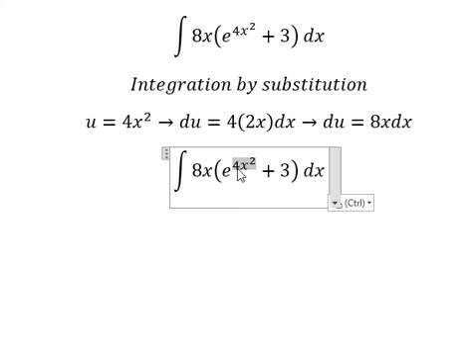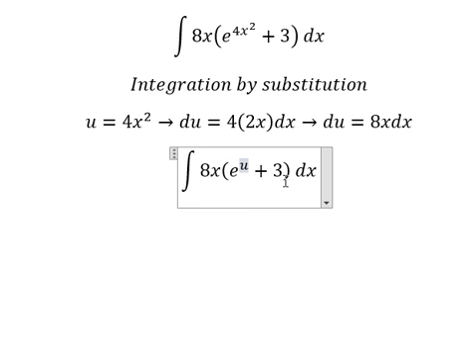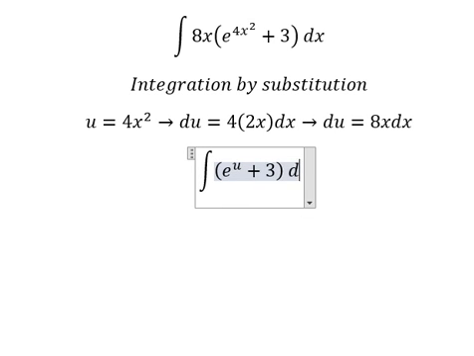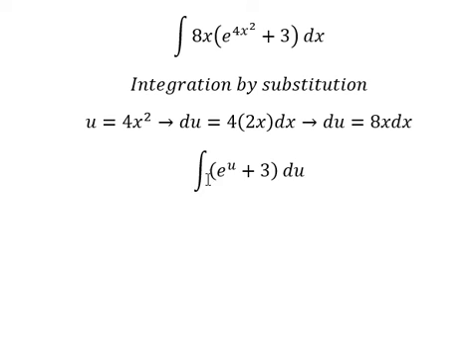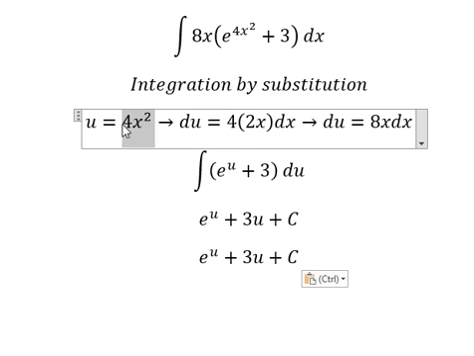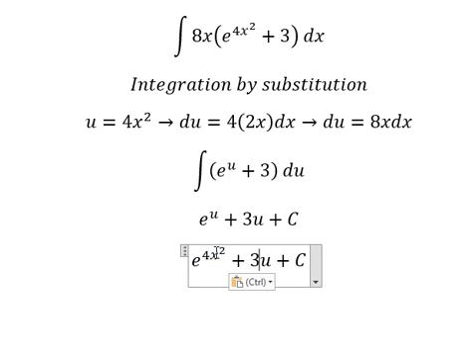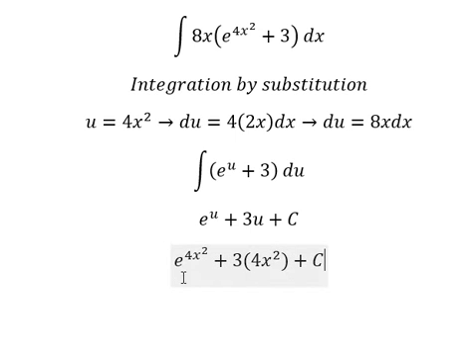So this one you get u. 8s ds we change to du. The integration of e to the power of u, we have e to the power of u. The integration of 3, we have 3u, and then we put c. Replace with u, that is this one. And this is the final answer.